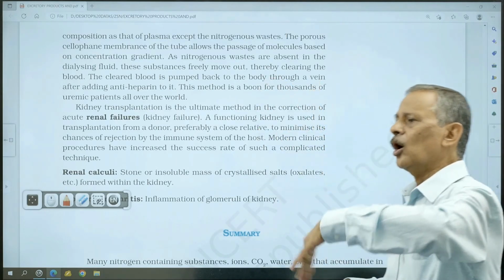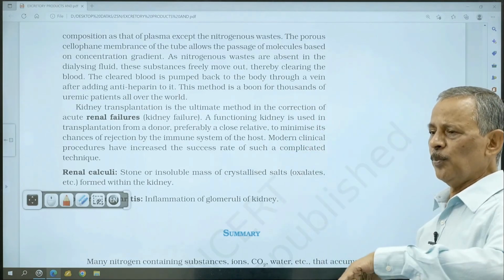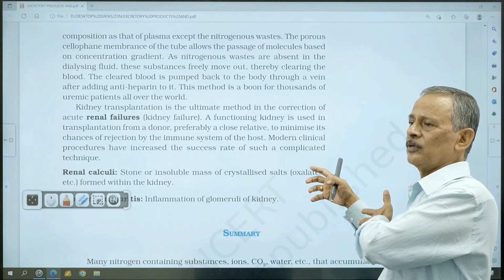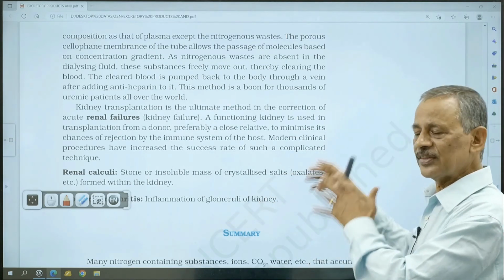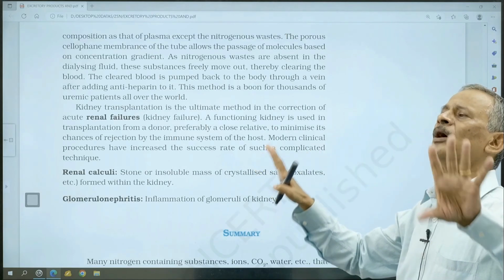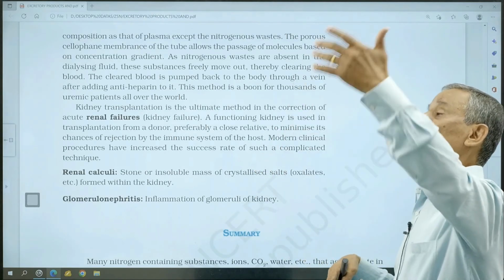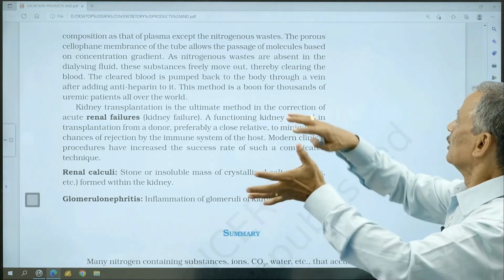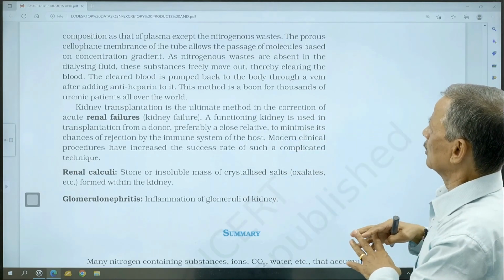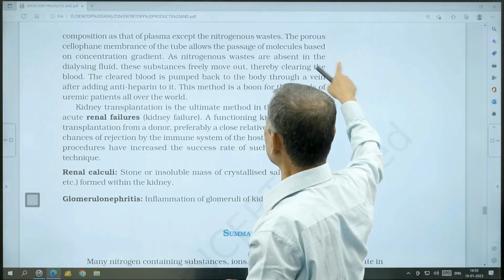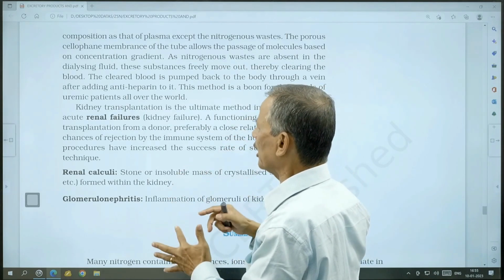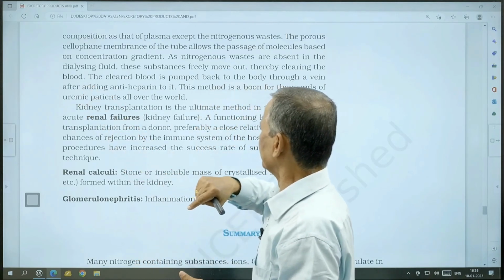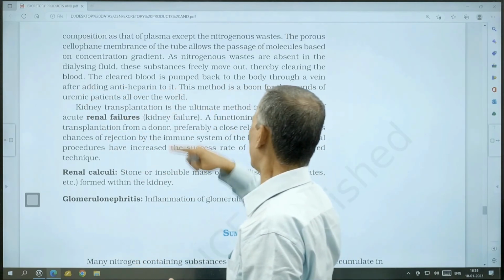So as our blood passes through the tube, by osmosis, only nitrogenous waste material comes out to the dialysing fluid, because in the dialysing fluid there is no nitrogenous waste. In the blood there is a high concentration, and the cellophane tube acts as a semi-permeable membrane through which they are filtered. So as nitrogenous waste materials are removed, blood becomes normal again, and it is now pumped back to the vein after adding anti-heparin.